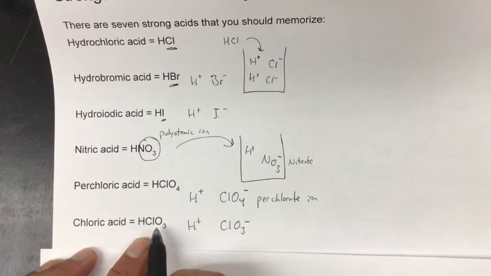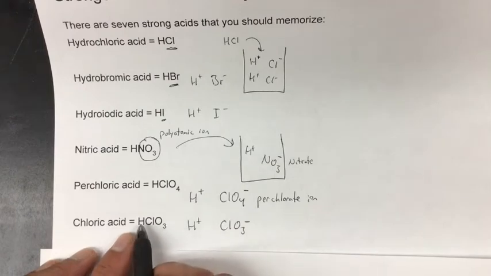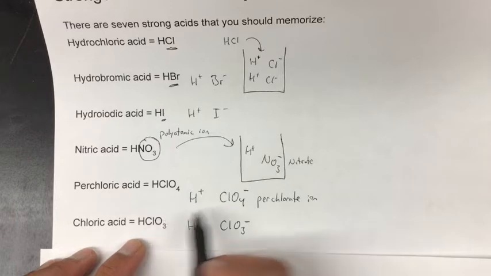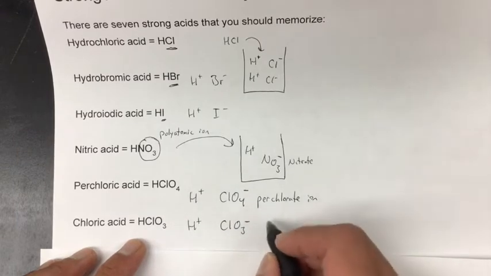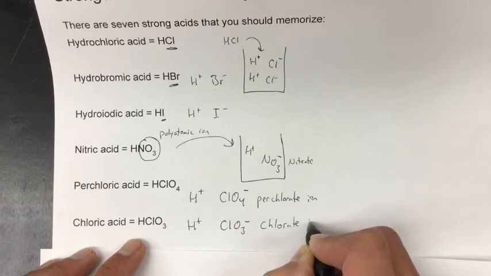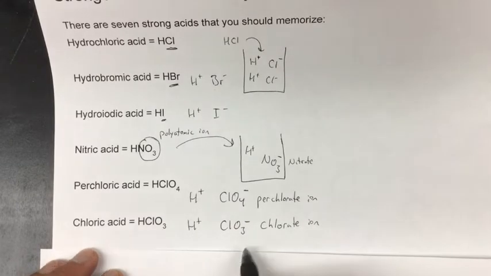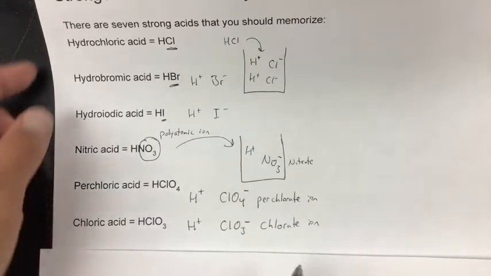And if you're seeing a pattern here, H is always positive. Whatever it's connected to is always one negative charge. Chlorate ion is ClO3 negative. Okay, so those are all the acids there.